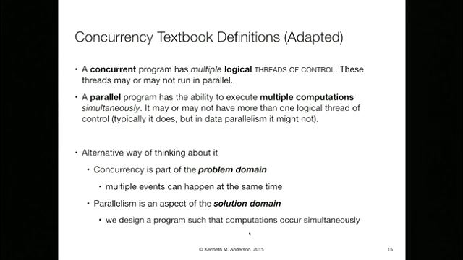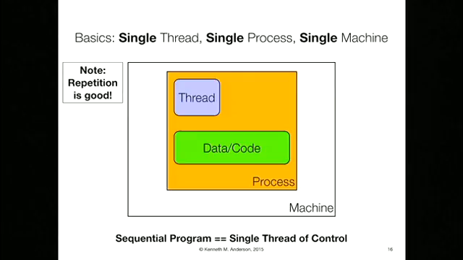So we can design a program such that computations occur simultaneously. That's a technique we have on the solution side of the thing. The concurrency will often come from the problem domain. Okay, so now repetition is good. So here is what I just said, graphically.